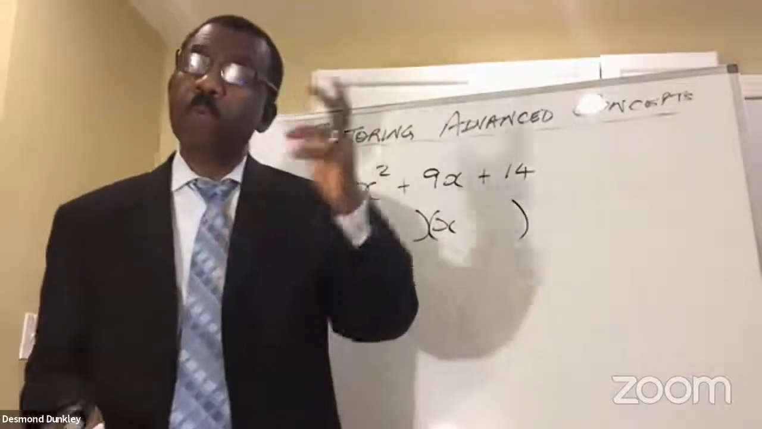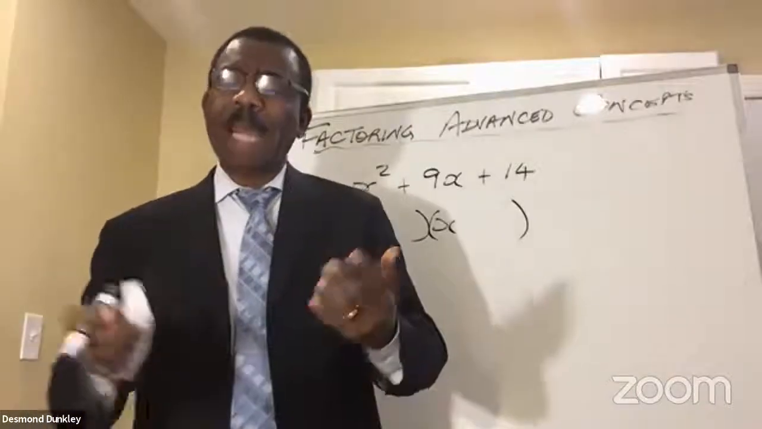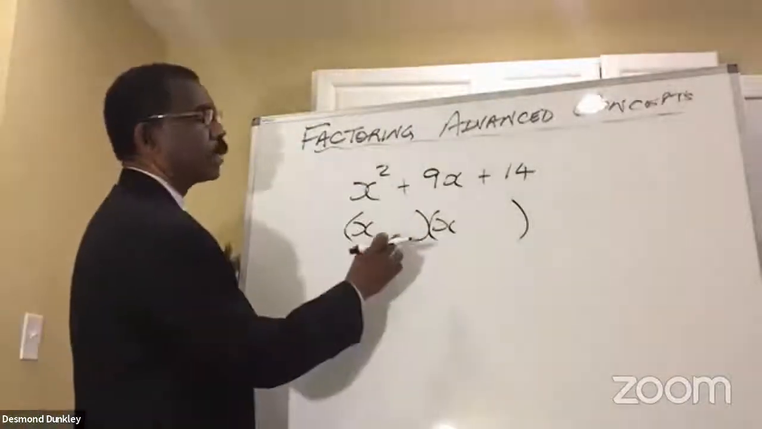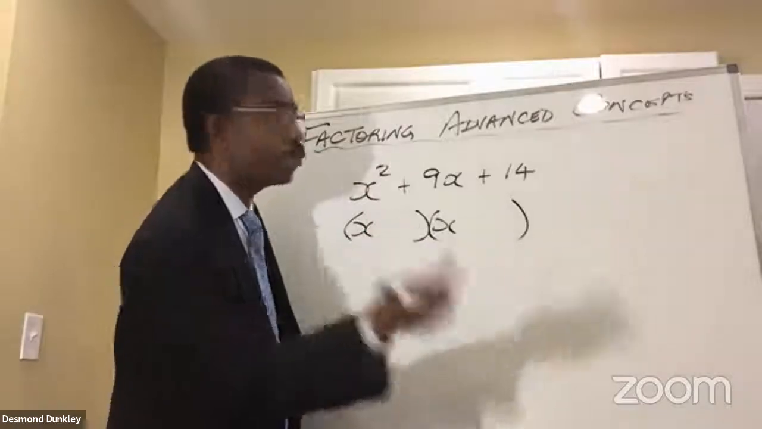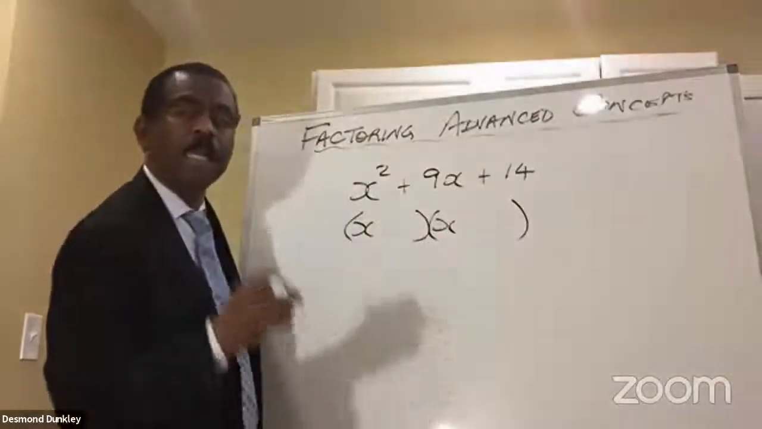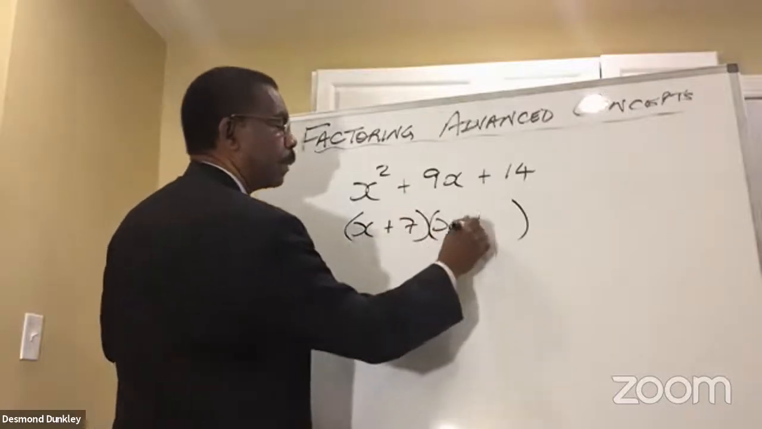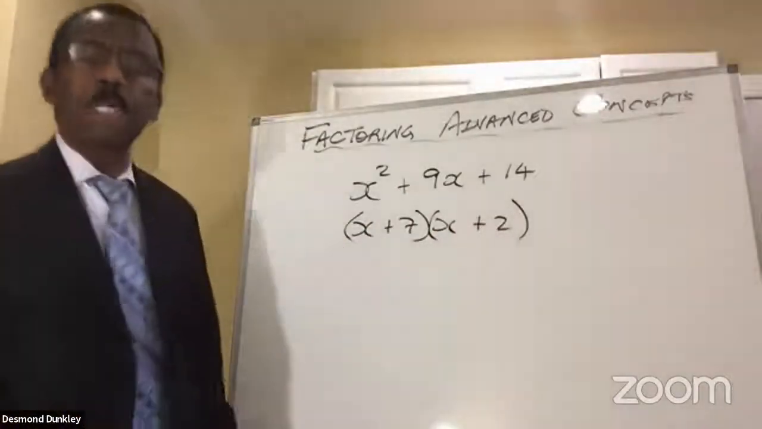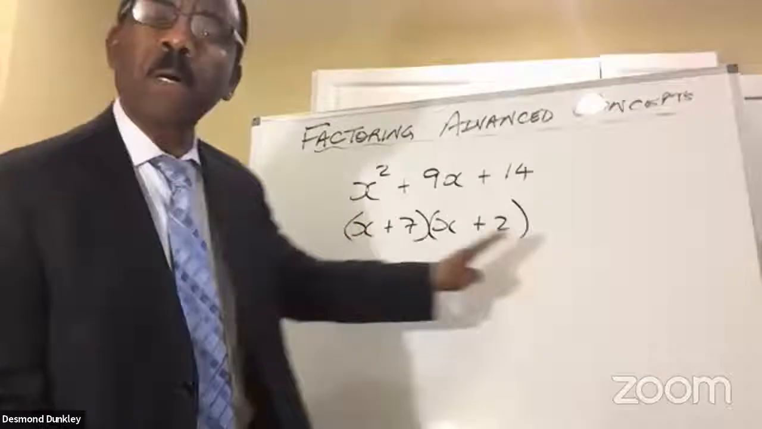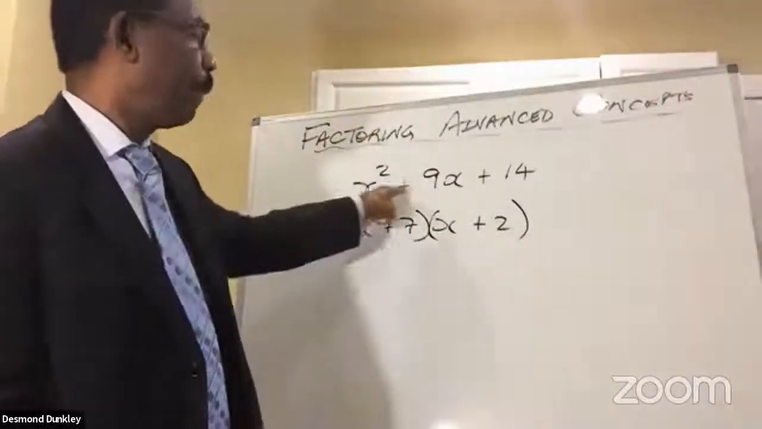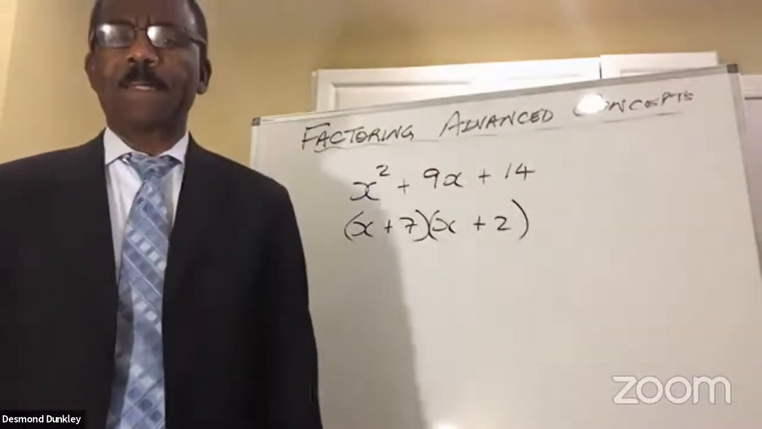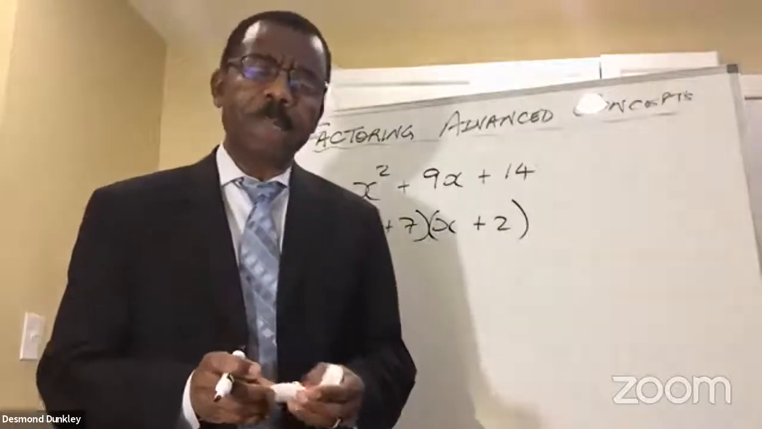Today, we're going to move into a more advanced type of factoring. In this case, we know that 7 times 2 gives us 14, and 7 plus 2 gives us 9. So we could put 7, and we could put 2. If you were to multiply this out and simplify, you will get that. So that was what we did last time.